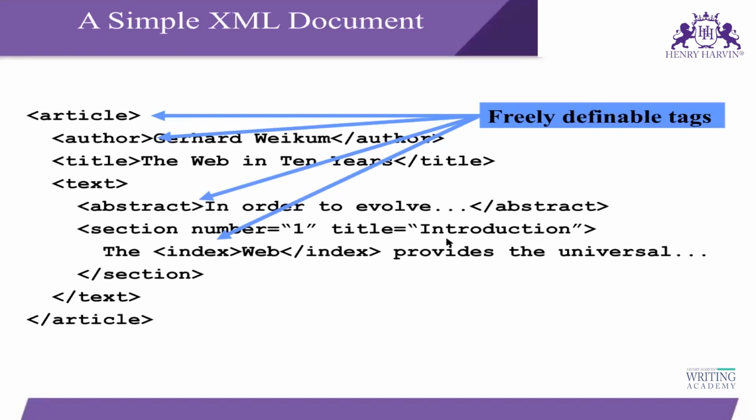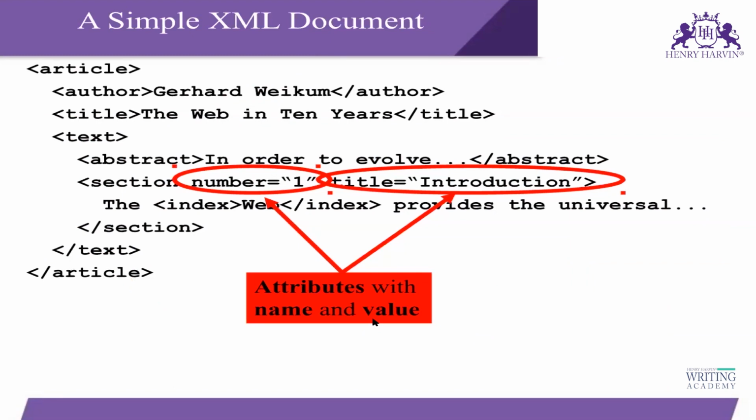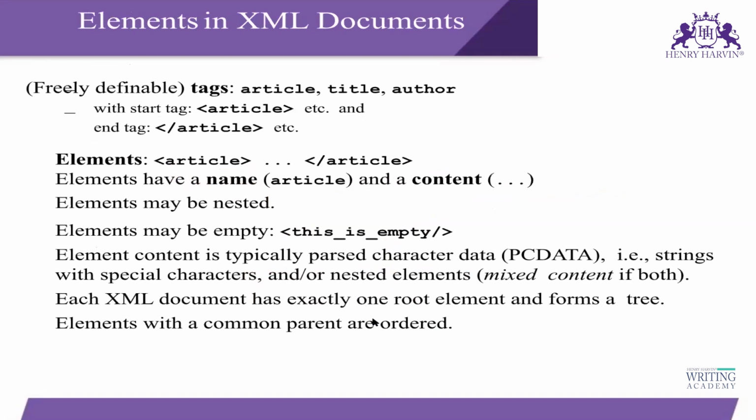Now see, these are certain things. These are tags: article, abstract, author. This is the starting tag, text, and then we have the end tag, /text. This is the entire content of the element, and this is the particular element we are talking about. Now these are the attributes, the exact values. Attributes have a name and a value. This attribute name is section number, value is 1. Second attribute name is title, value is introduction. So this is how it works.